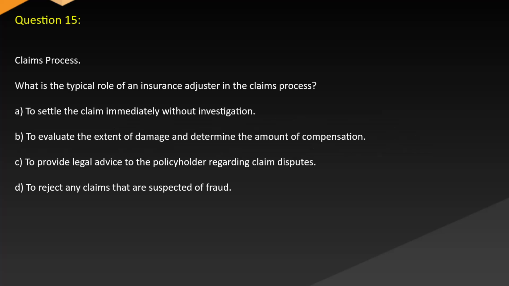Question 15. Claims process. What is the typical role of an insurance adjuster in the claims process? A. To settle the claim immediately without investigation. B. To evaluate the extent of damage and determine the amount of compensation. C. To provide legal advice to the policyholder regarding claim disputes. D. To reject any claims that are suspected of fraud.